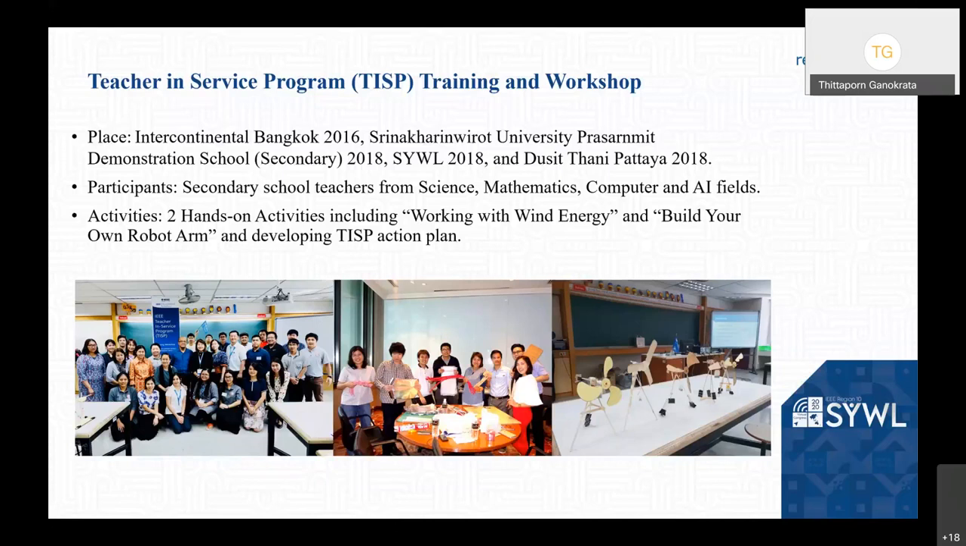And there are two hands-on activities that we can train the teachers to improve critical thinking and creative thinking, because they need to work as a team in which they don't know each other, and they need to build a device following the equipment that we provided. So it's really fun and a great experience for our officers as well.